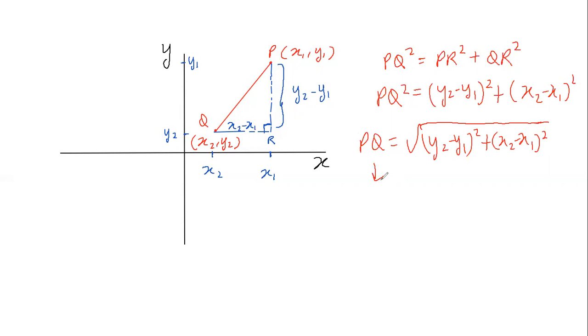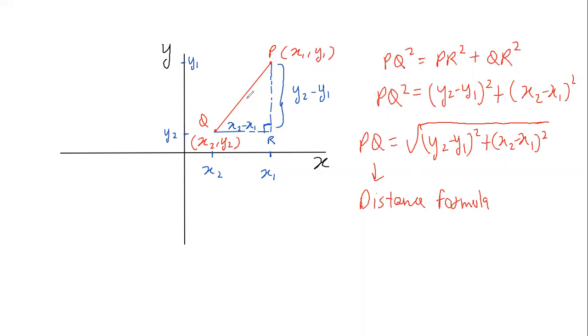So this is the distance formula. The distance formula is nothing new. It is just an application of the Pythagoras theorem. So from here I understand the distance formula is the square root of y2 minus y1 whole square plus x2 minus x1 whole square. That's how we figure out the distance between any 2 points.